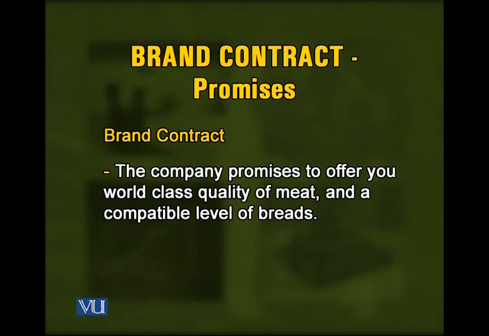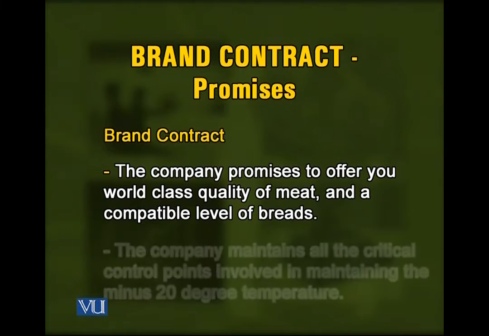But this is a promise which the company is making with its customers, that we are offering you world-class meat and compatible levels of breads, meaning the meats could be imported because they're world-class. Even if they're not imported, they are of very high quality. And if we talk of the meats of being so high quality, we're also talking in the same breath of the breads that we're using. And we say, they're also good. Don't misunderstand that only meat is a quality product and the bread is not. Promise number one. Now, let's go on to next promise. Promise number two.